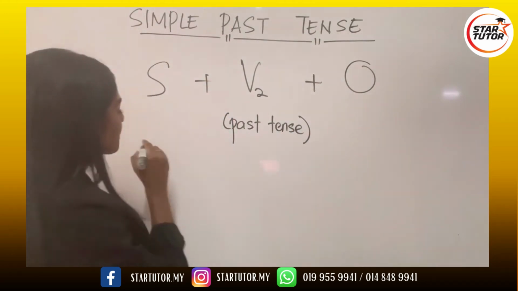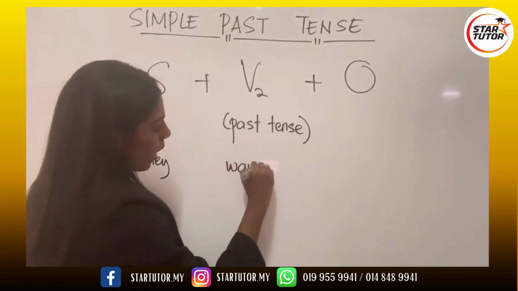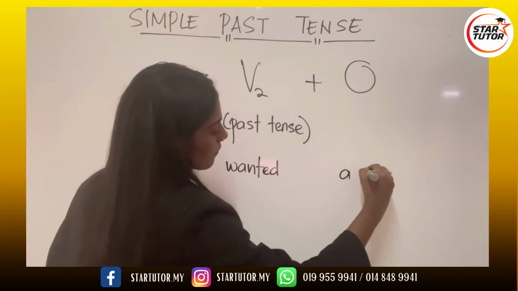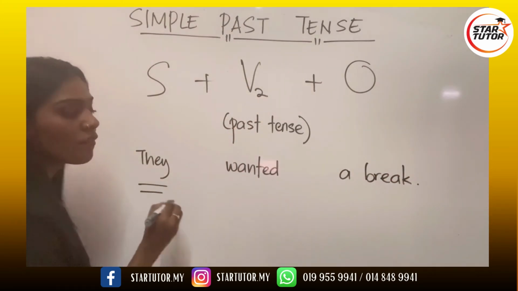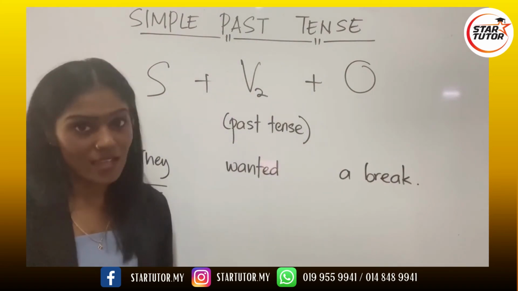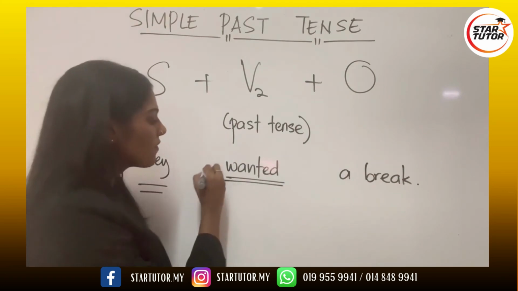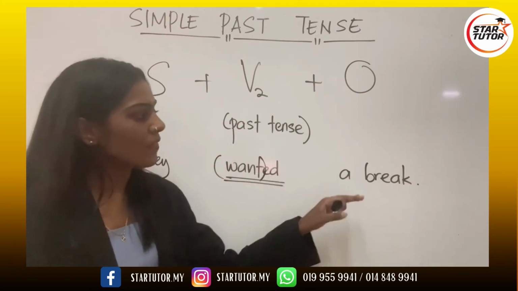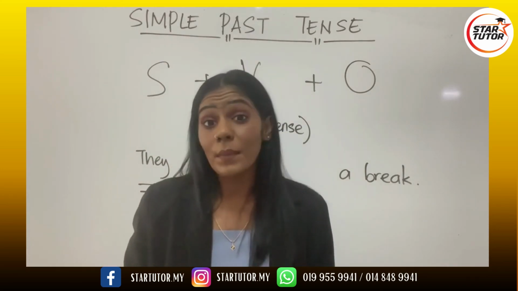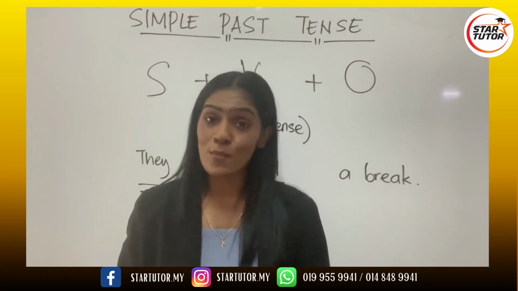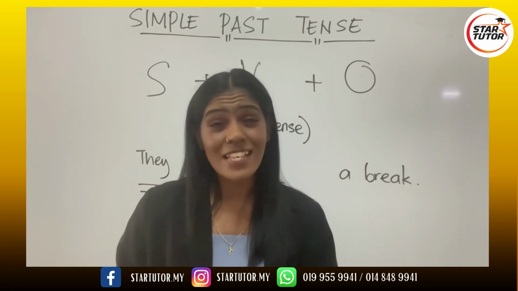For example, they wanted a break, full stop. They over here is the subject in the sentence. Wanted is the past form of the word want. And the object here is a break. They really wanted a break. Maybe they were just too tired, so they wanted a break. That is simple past tense, and it's easy as that.